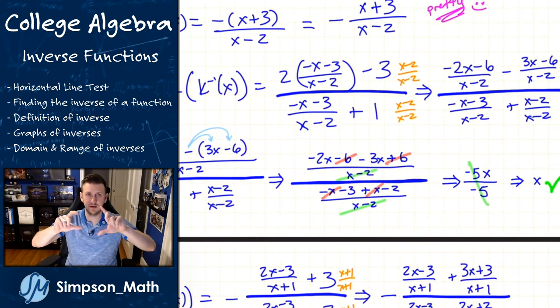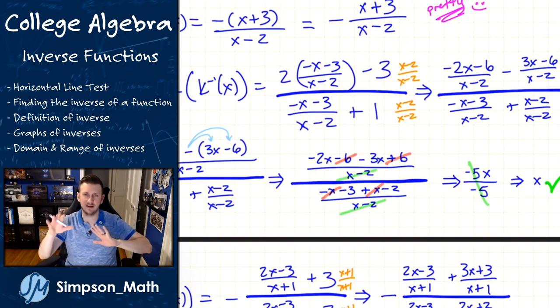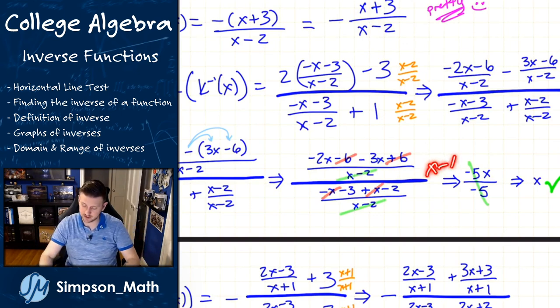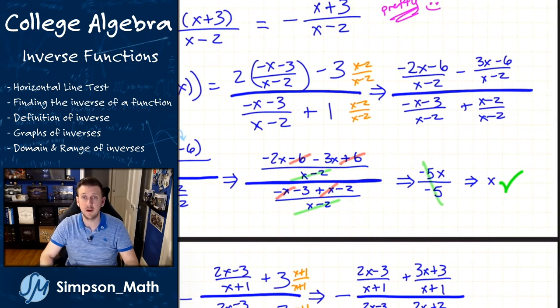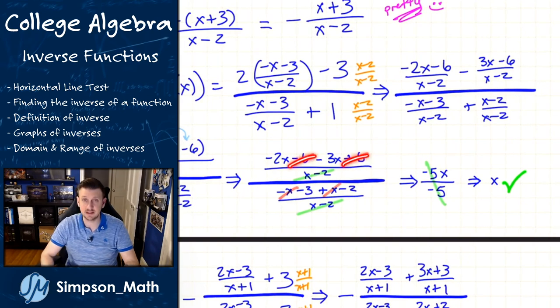You could do the keep change flip, multiply by x minus 2 over x minus 2. But honestly, I know that they reduce because it's the same over the same in the same position. So they reduce. And then negative 6 plus 6 is 0. Negative x plus x cancels to 0. And I'm left with negative 2x minus 3x is a negative 5x. And negative 3 minus 2 is a negative 5. Negative 5 reduces to 1, and I'm left with just x.